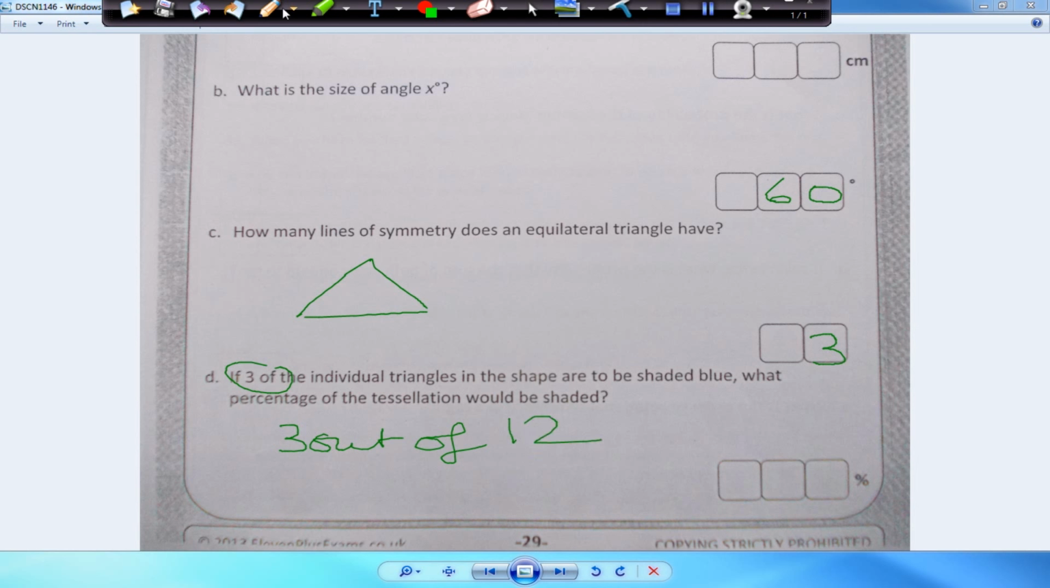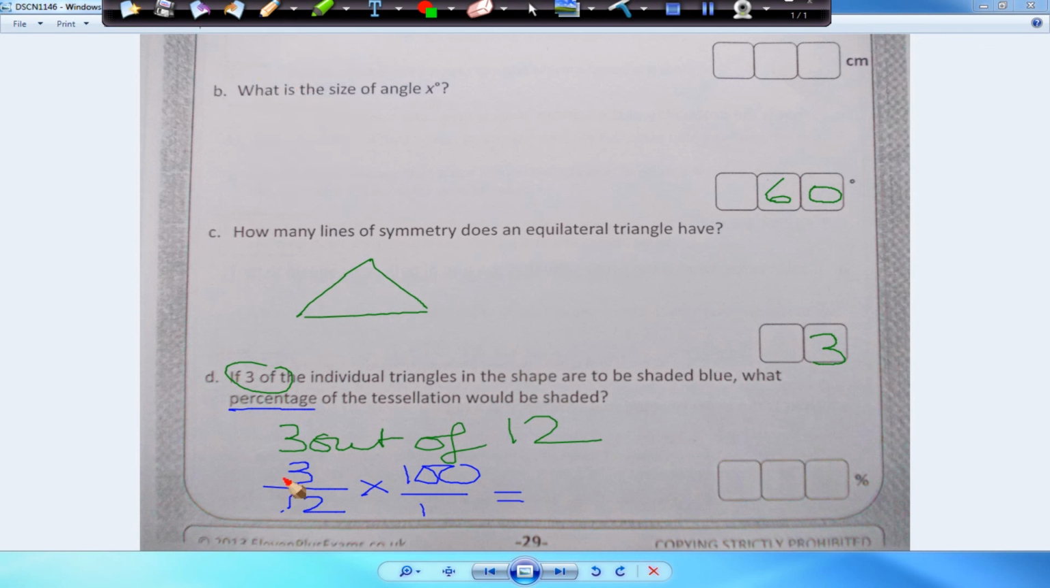Mr. Harun, give me that as a fraction, please. 3 over 12, which is the same as a quarter, correct. Now you want to change that fraction into a percentage. So 3 out of 12, to change this into a percentage, we times it by 100. Can we cancel? Of course we can.